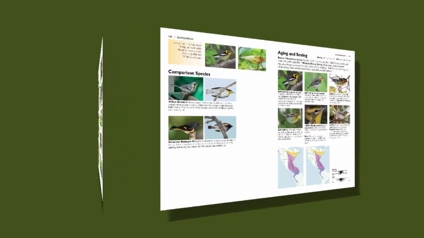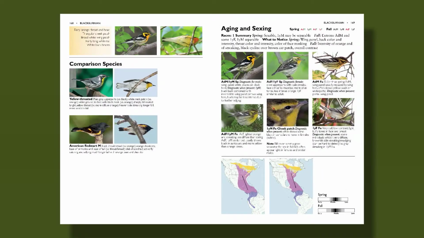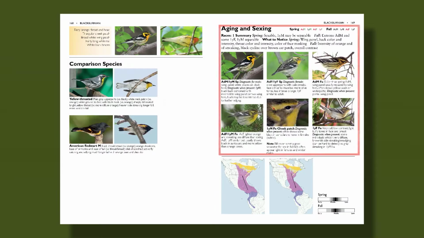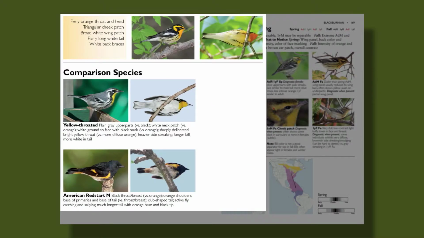Now let's go to the next spread for Blackburnian warbler, and you'll see that there are comparison species on the left side and maps and aging and sexing on the right. The comparison species are a crucial part of our system. They collect all the possible confusion species in one place for you, so if it's not on this page, it's probably not a bird that you might confuse with Blackburnian warbler. Underneath each of these comparisons, we have notes that help you learn the key differences between Blackburnian and the species it's being compared to.